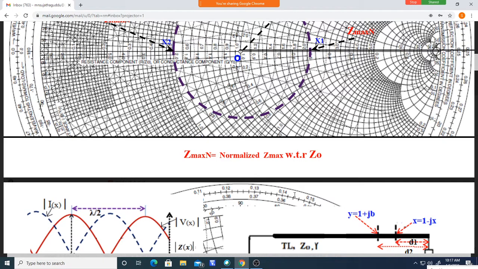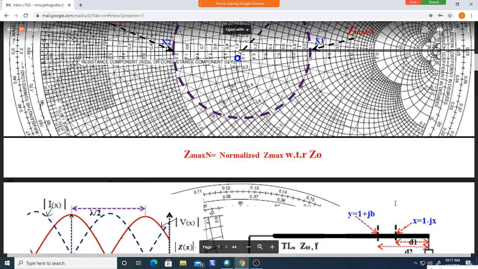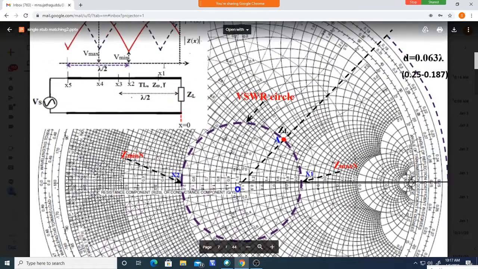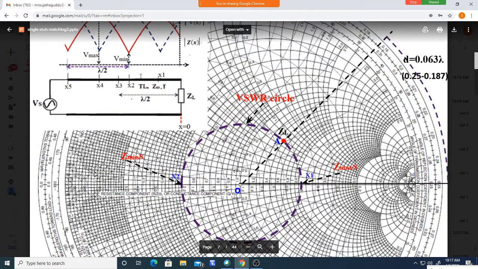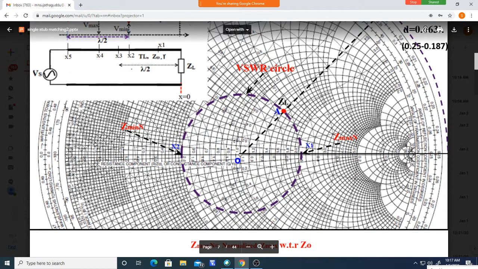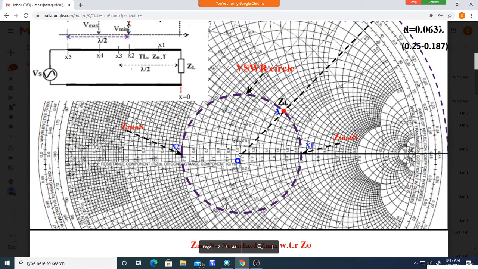Okay. So you can find at what distance you will have that impedance here. Similarly, as you move like this, you can observe this VSWR circle cuts the G is equal to 1 circle somewhere here.